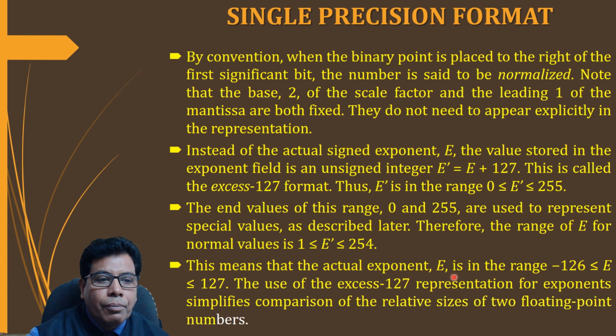So when we want to put it in the positive and negative range, it will be minus 126 to plus 127. That will be the range. And here the use of the excess minus 127 representation simplifies the comparison of the relative sizes of two floating point numbers.